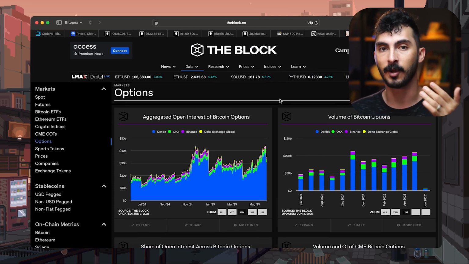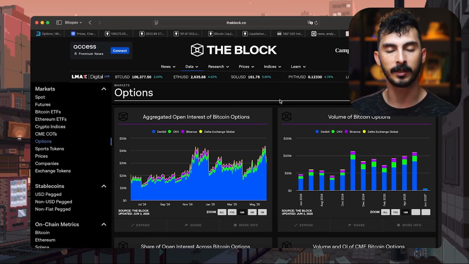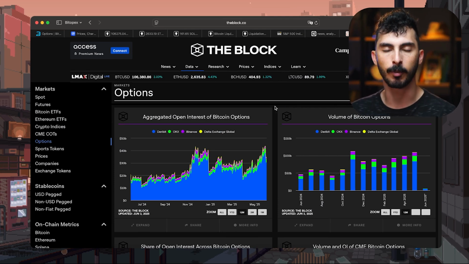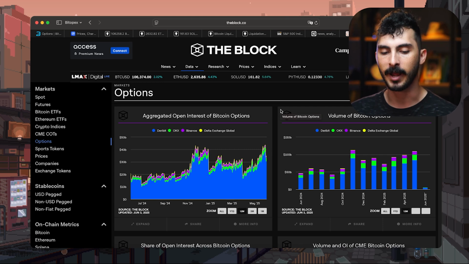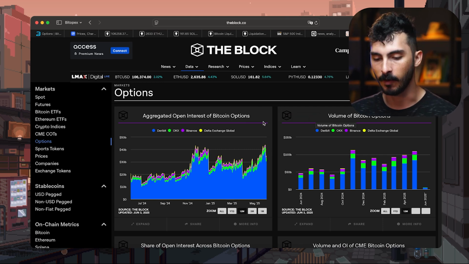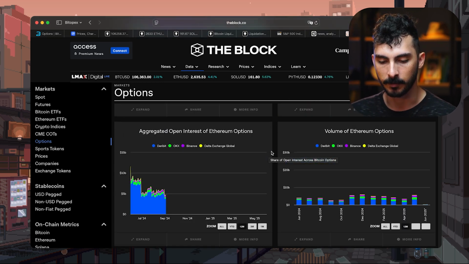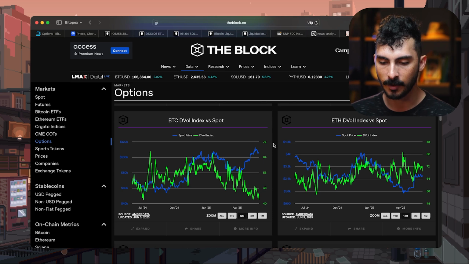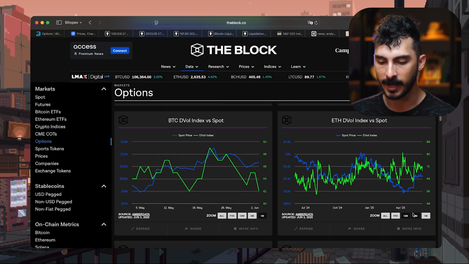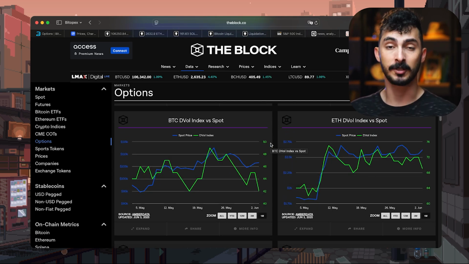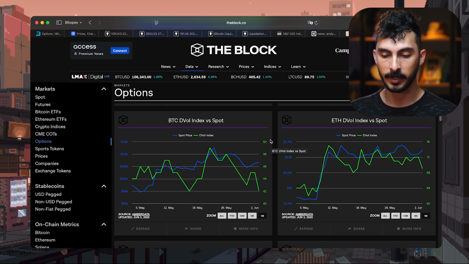So if you want to check it out and always be on top of volatility, on top of everything, usually I show The Block every video or every other video. So here you have options, you have information on options. Aggregated open interest for Bitcoin, the volume of Bitcoin, the volume of Ethereum, and so on. But if you scroll down, you can see we have right here the vol, which is the implied volatility for Bitcoin and Ethereum. You can see volatility went down, but that was from yesterday.